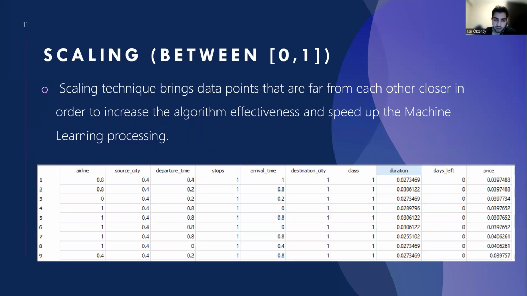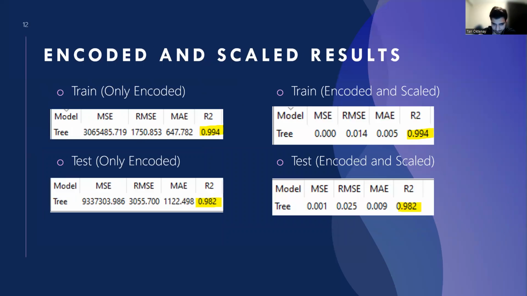Then we scaled our encoded data and pulled it between 0 and 1. Scaling technique brings the data points that are far from each other closer in order to increase the algorithm efficiency and speed up the machine learning processing. You can see the final version of the encoding and scaling data below. Tan, may I interrupt?